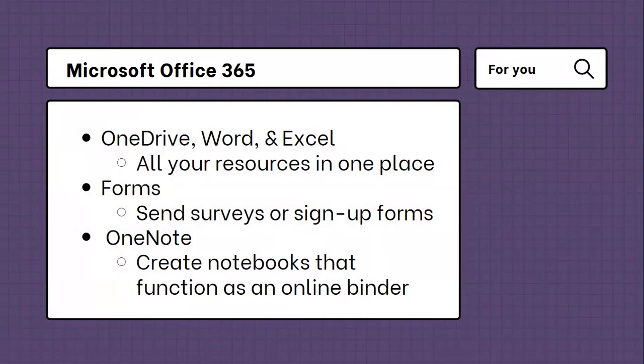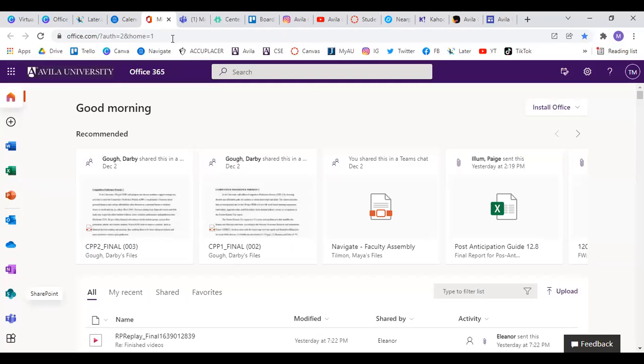OneNote is a really great way to keep information in one spot. So you can create a notebook that functions as an online binder. So you can create different pages, different sections, and add different links to things, and you can upload documents within the OneNote notebook. So really, really cool tool. And something that I do like about this is that you can see it all in one spot.